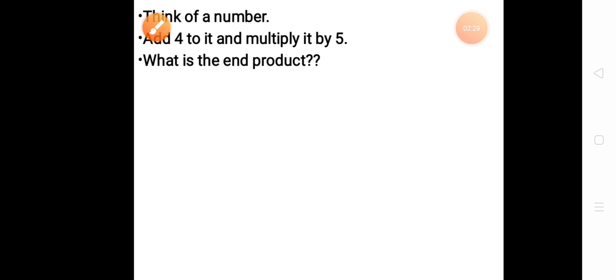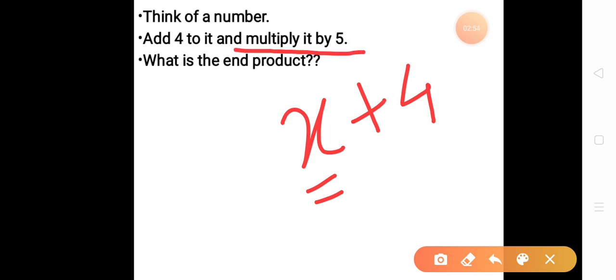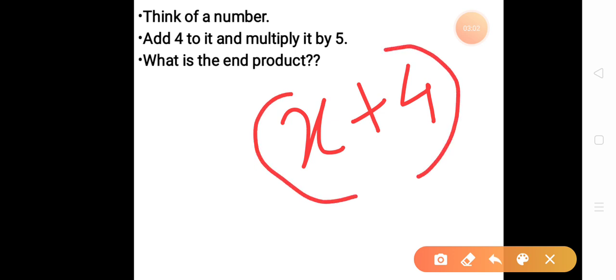Let us consider that particular number to be x. Yes, and to that we are going to add 4. So let us write this way. Now we know that x has a value between 1 to 10, but it can be anything, we don't know yet. So x plus 4 is the resultant sum, to which we have to multiply 5. So what are we going to do now? We have to take this whole sum and multiply it with 5.